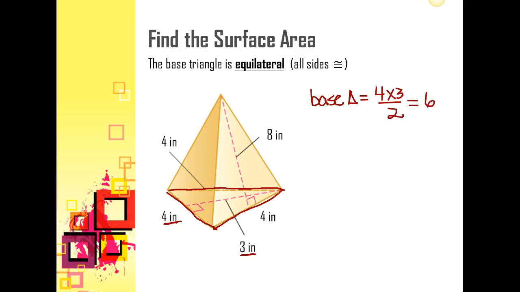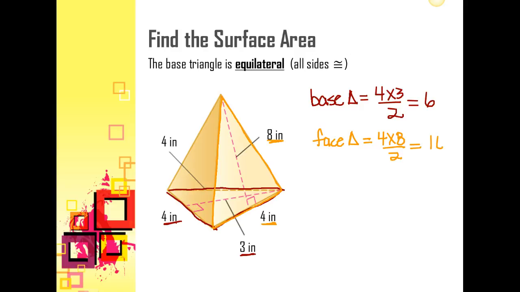Now that we have that figured out, we need to find the area of one of the lateral faces. Because that base triangle is equilateral, all three will be the same. Each lateral face has a base of 4 inches and a slant height of 8 inches. To calculate the area, we multiply 4 times 8 and divide by 2, which is 16 inches squared.